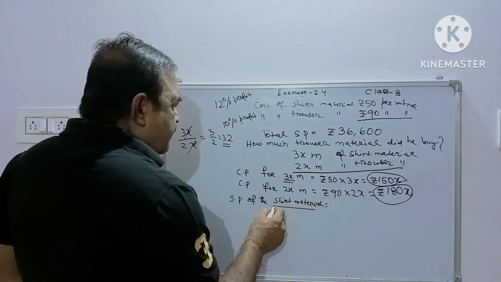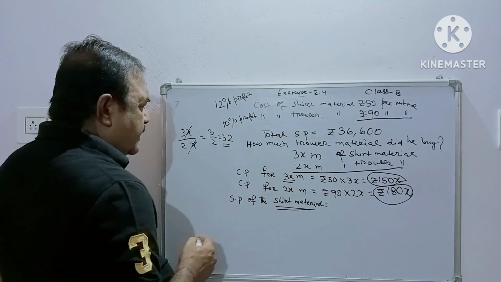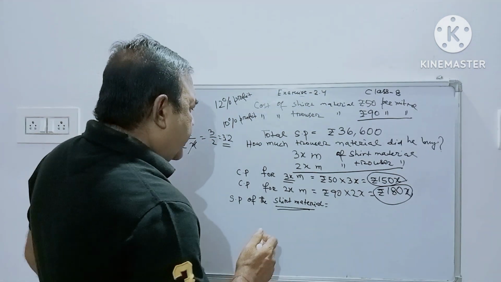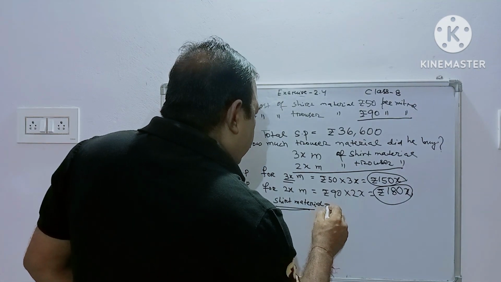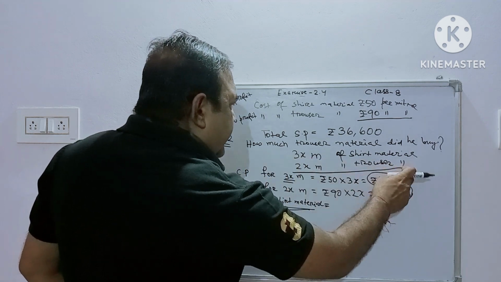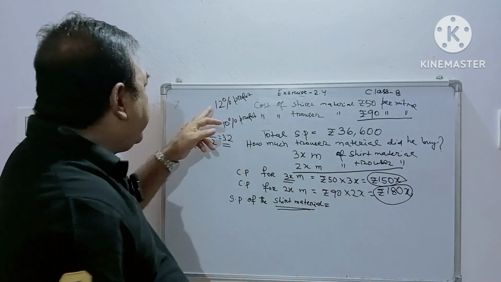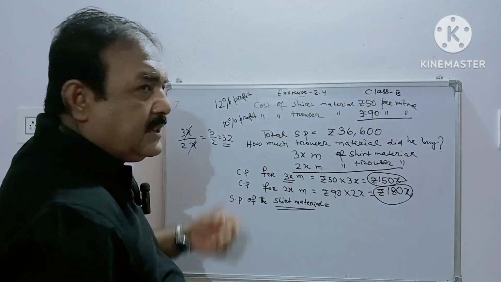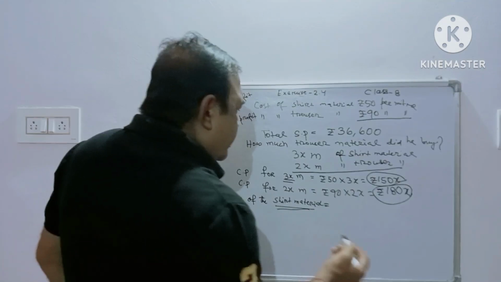That means shaft material of length 3x meter. What is the selling price? So put the formula here, it will be better for you. That is, what is the selling price? When the cost price is given here and the profit percent is given, what is the formula for getting the selling price? You just recall it.